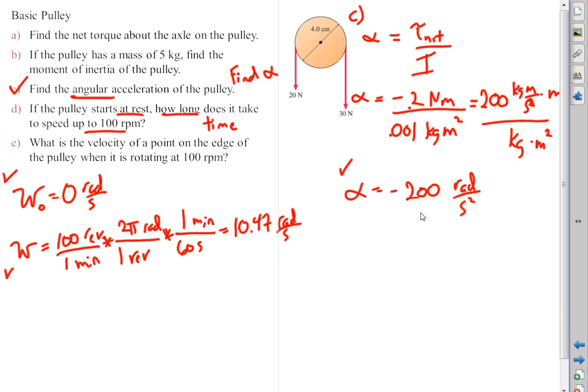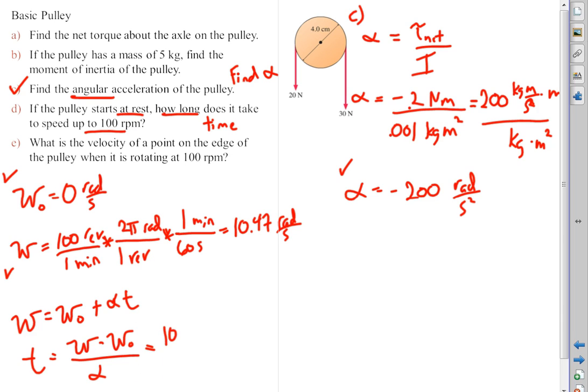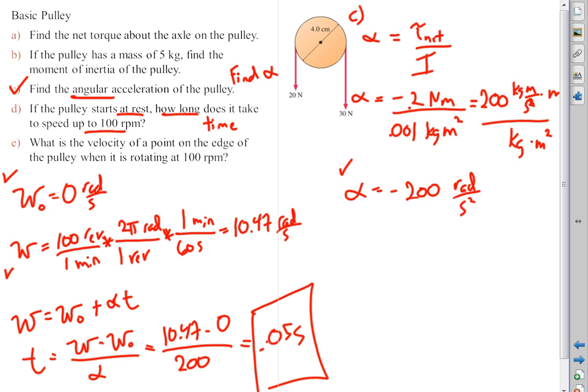There is a formula that relates all of those with time: omega equals omega naught plus alpha t. That's also on your AP formula chart. Solving for time, we get omega minus omega naught divided by alpha. Just subtract omega naught from both sides, and then divide both sides by alpha. Then all we have to do is plug in the numbers, 10.47 minus 0 over 200. That's going to give us a time of about 0.05 seconds.